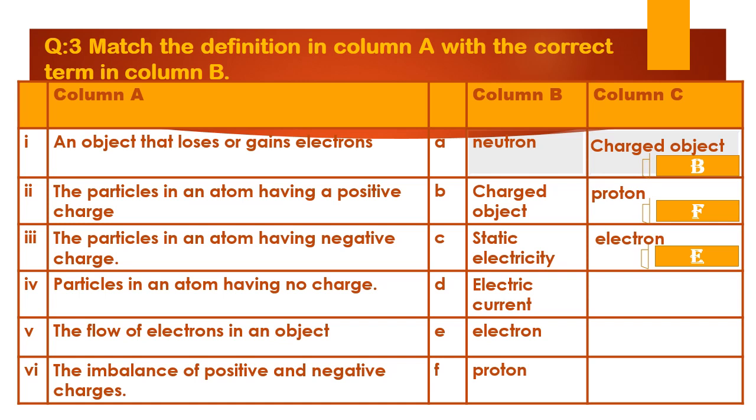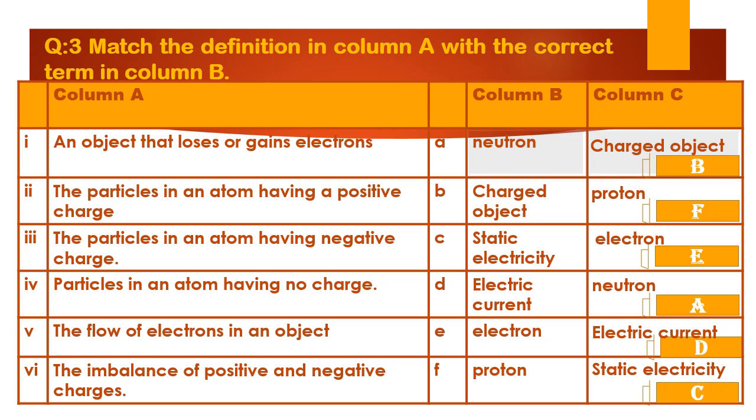The fourth one is particles in an atom having no charge. These are neutrons. This is option A in column B. At number 5 we have the flow of electrons in an object. This is electric current. This is option D in column B. At number 6 we have the imbalance of positive and negative charges is called static electricity. This is option C in column B.